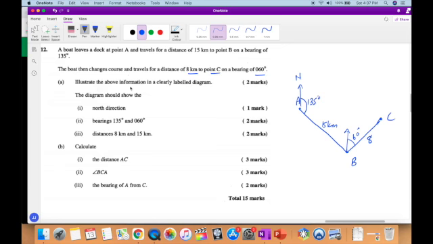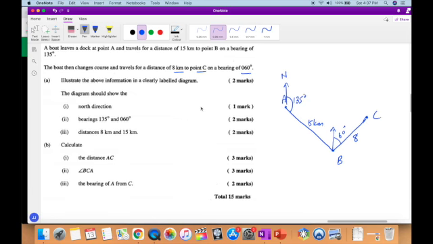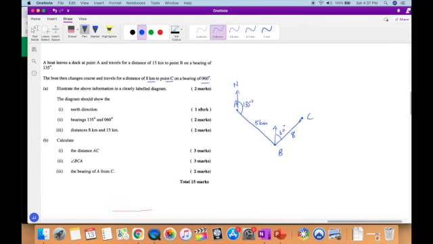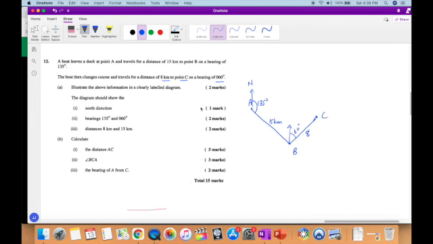Illustrate the above information clearly on a labelled diagram. So we have it here. Of course, it's not particularly neat, but let me see if I could draw it a little neater actually. Okay. So that was just a scrappy sketch of it, right?